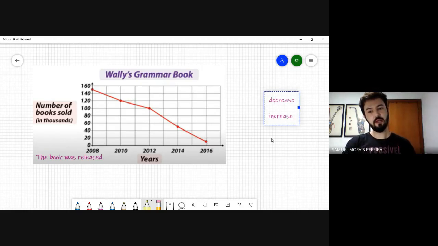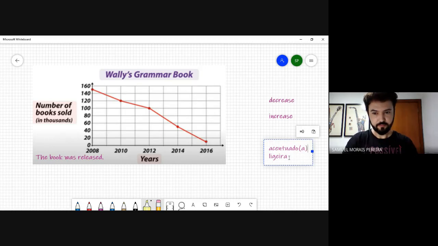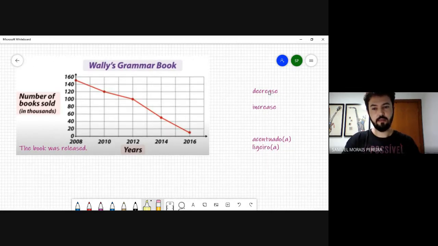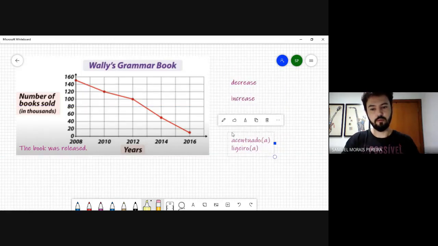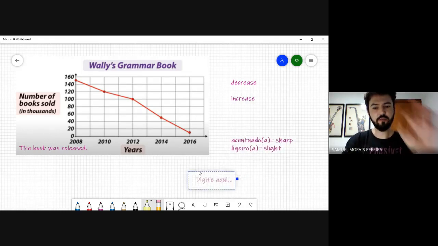Caíram. Mas eu também posso falar assim, ó, em português eles usam as palavras acentuado, acentuada, ou então ligeiro. Quando é muito, fala acentuado. Quando é pouco, fala ligeiro, tá bom? Just a moment, guys. E para finalizar, eu quero falar para vocês como é que falaria isso daqui, ó. Quando é algo acentuado, a gente usa o adjetivo sharp. E quando é algo ligeiro, quando é pouco, a gente fala que é slight. Quando é uma coisa bem leve, quase imperceptível. Tipo assim, ó, houve um aumento sutil.